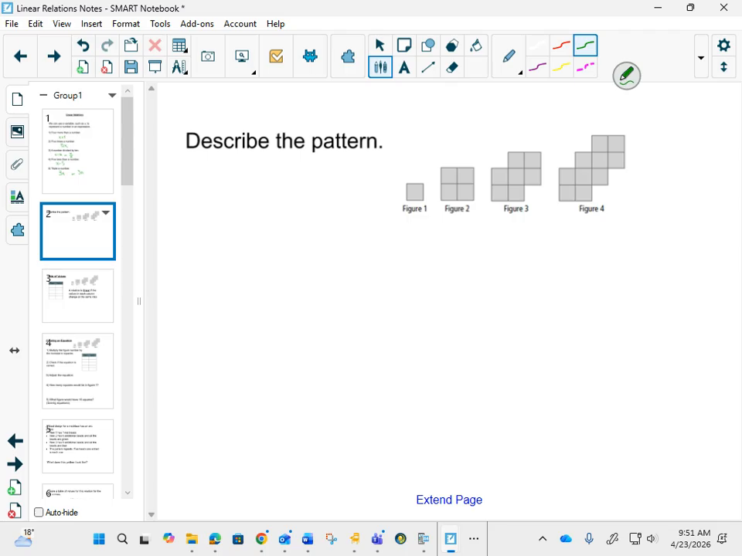We've got a square. Then we have a bigger square. Then we have a next shape. Can you draw what figure 5 will look like? Can you draw the next one? Can you figure out what's happening? Can you describe to me in words what is happening?